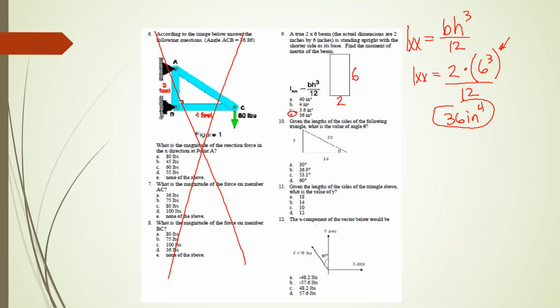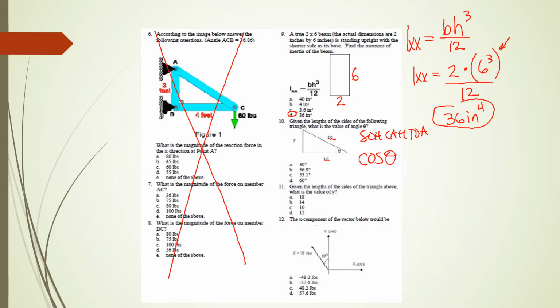So D. Number 10, given the lengths of the side of the following triangle, what's the value of the angle theta? Well, first thing that you actually have to do is find the length. Actually, never mind. You don't need to worry about the length. I thought we were looking at the y value. You're just asked to find the angle, so what you're going to have to do is use SOHCAHTOA again. You have this angle, you have this length of this line and this length of this line. It is the adjacent and the hypotenuse lines. So you're going to use cosine.